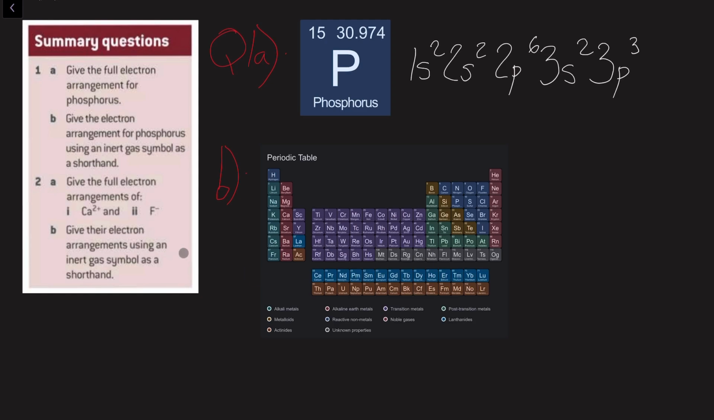So here's a picture of the periodic table. Phosphorus has 15 electrons, so let's zoom in and see which noble gas has just less than 15 electrons, and therefore enough to simplify this shorthand notation we have here.